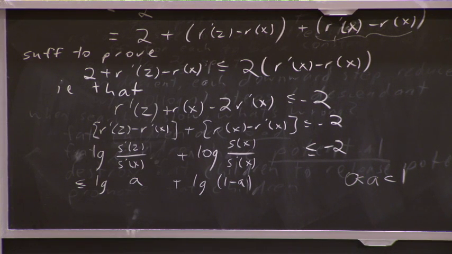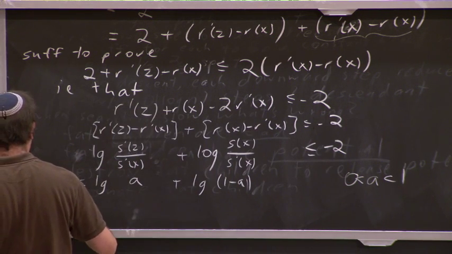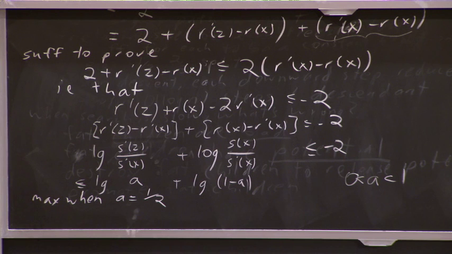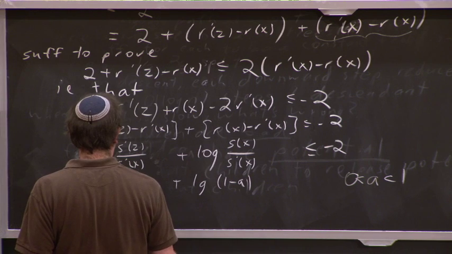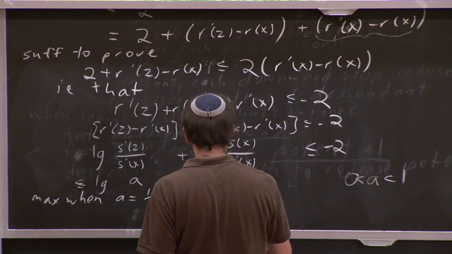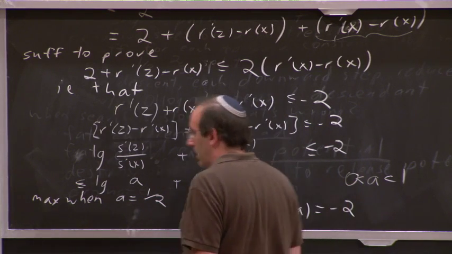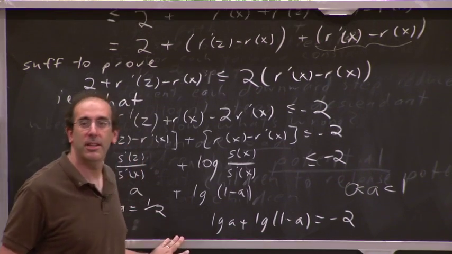Okay, and so what can we say about log a plus log 1 minus a? Well, that's one of these concave functions, right? It's sort of maximized when a is equal to a half. And when a is a half, and you take the log of a half plus the log of a half, then this quantity, log a plus log 1 minus a, is equal to minus 2, as we claimed. Boom, right? There's the answer. Okay.